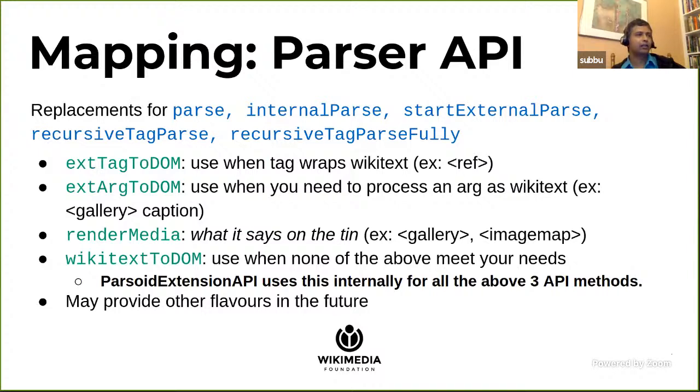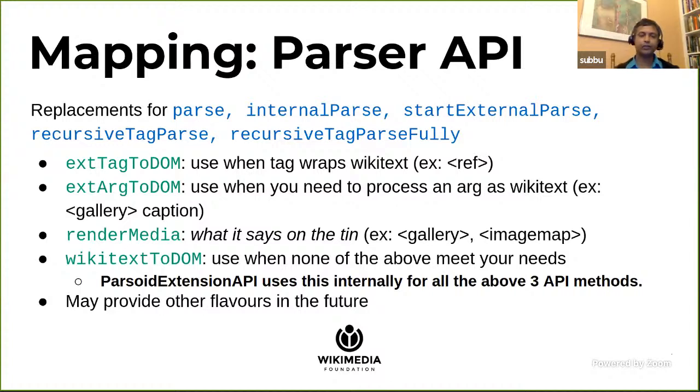The other thing that your extension might need to map is the Parser API interface. So currently the Parser API is pretty much the parser.php object. So extensions probably use whatever methods that they can use that's public. So I'm not going to go over all the methods that are there in Parser, but I'm going to talk about a few methods. So the most prominent one is, if you're dealing with wikitext, you're probably using one of these 5 methods right now: parse, internal parse, start external parse, and so on, for converting your wikitext to HTML.